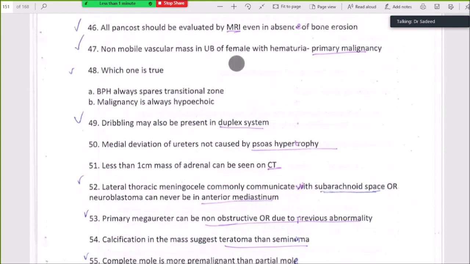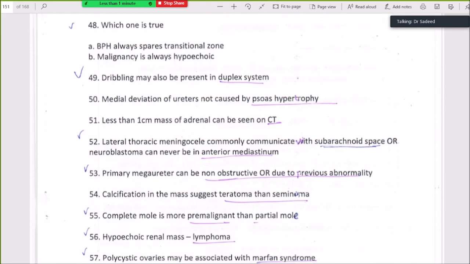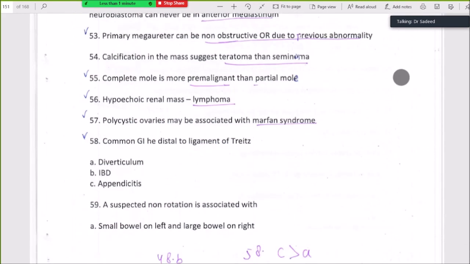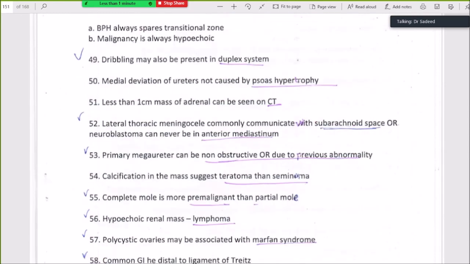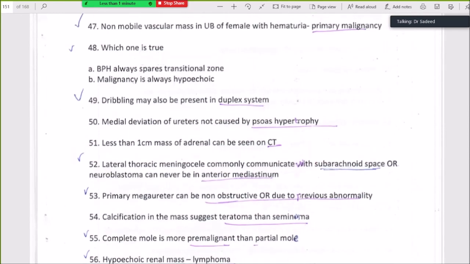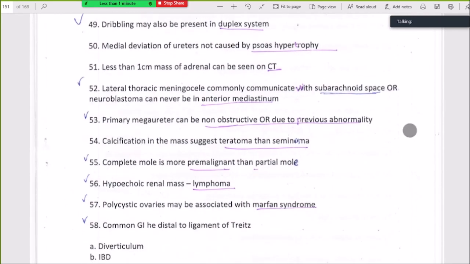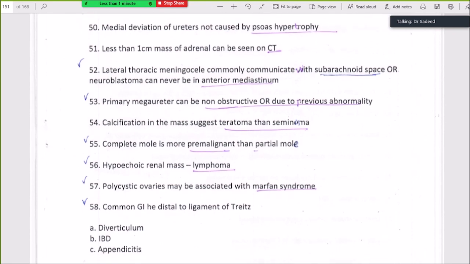47. Non-mobile vascular mass in the UV of a female with hematuria: its cause is primary malignancy. 48. Which one is true? B. Malignancy is always hyperacute. 49. Dribbling may also be present in duplex system. 50. Medial deviation of the ureter is not caused by psoas hypertrophy. Which one: less than 1 centimeter mass of adrenal can be seen on CT.